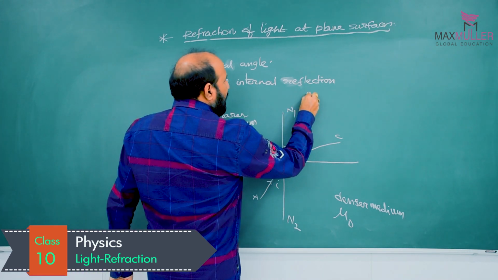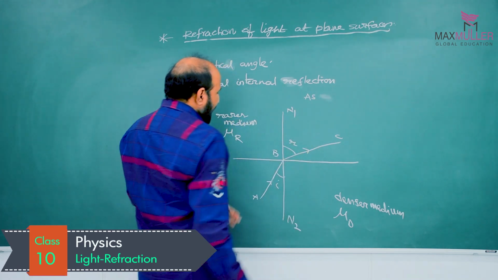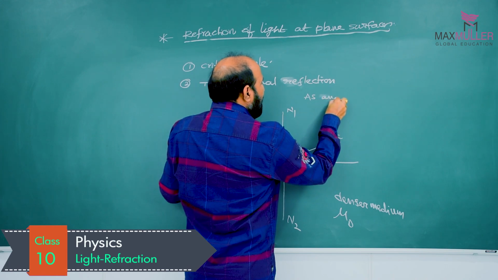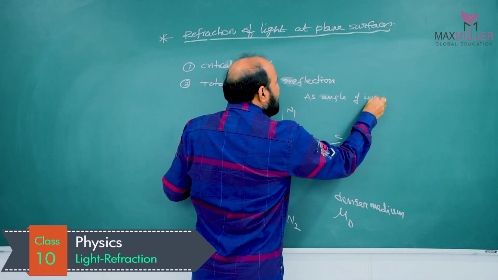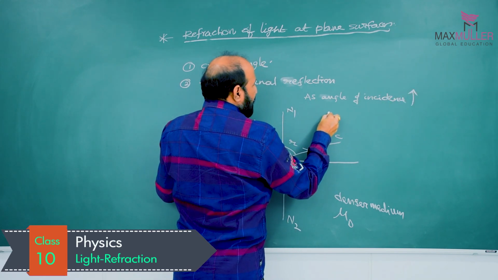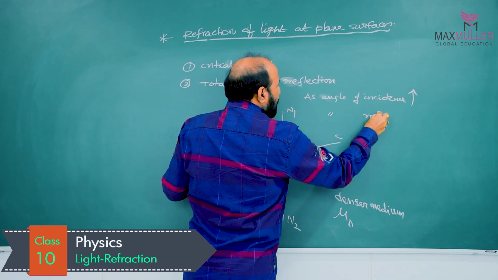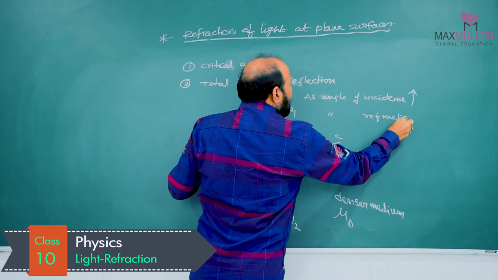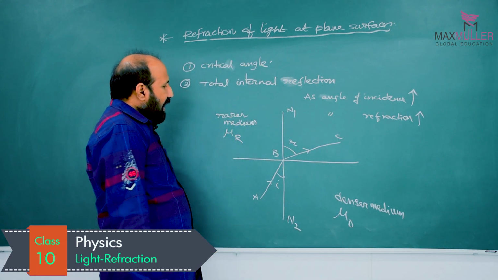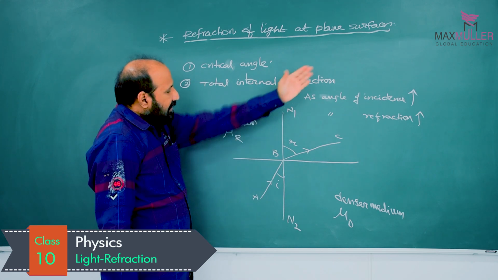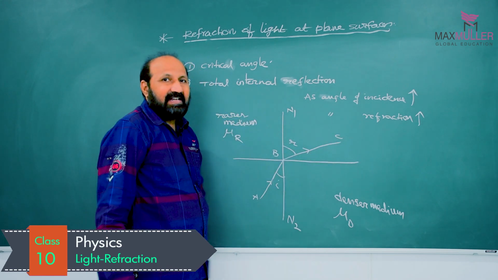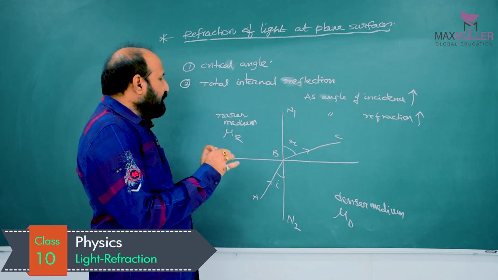So, as light ray travels from denser to rarer, as angle of incidence increases, angle of refraction also increases. Now, at a particular angle of incidence, the light ray in the rarer medium grazes the surface. That indicates the angle of refraction is 90 degrees.